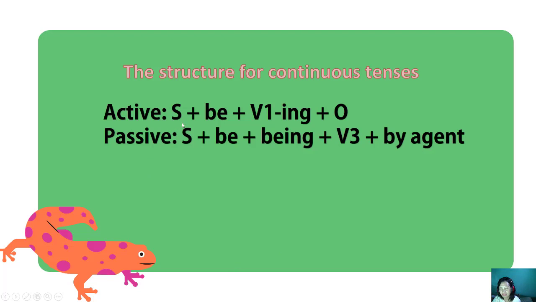Look at this. Active: subject plus be plus verb 1 ing plus object. Look at this. We have to be and present participle. So the characteristic of continuous tenses is to be and verb 1 ing. That's why in passive voice you have subject plus be plus being plus verb 3 plus by agent. Why being? Because we need the present participle form while the verb has been changed into verb 3. That's why we need being. So be plus being. So being shows that the tense is continuous.